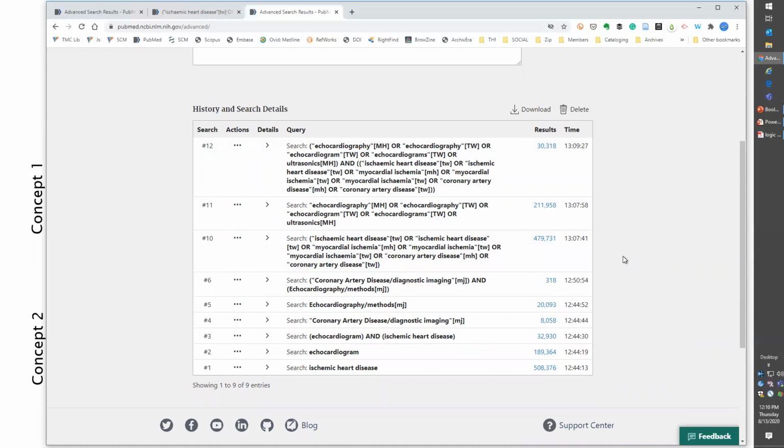Maybe there are big differences between fields. A cardiologist may be using a different set of terms than an anesthesiologist because they've come from slightly different practices. So it's a good idea to look at what you're getting and then adjust and make changes.